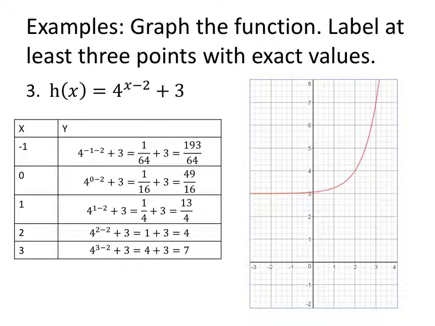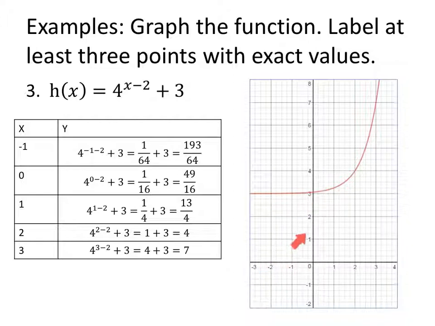If h of x equals 4 to the x minus 2, plus 3, let's just see what happens. Using Desmos, we have a nice looking graph, so I'm not going to try to graph it by hand. I could use small values. If I start with my same basic values, negative 1, 0, 1, and then I'm going to add a few more, 2 and 3. We'll substitute negative 1 in for x: 4 to the negative 1 minus 2, and then plus 3. That's 4 to the negative 3, it's 1 over 64 plus 3. Absolutely, I'm going to leave that in fraction notation. My point is (-1, 193/64). Yep, that's right there. When x is 0, I'll get a y value of 49 over 16.